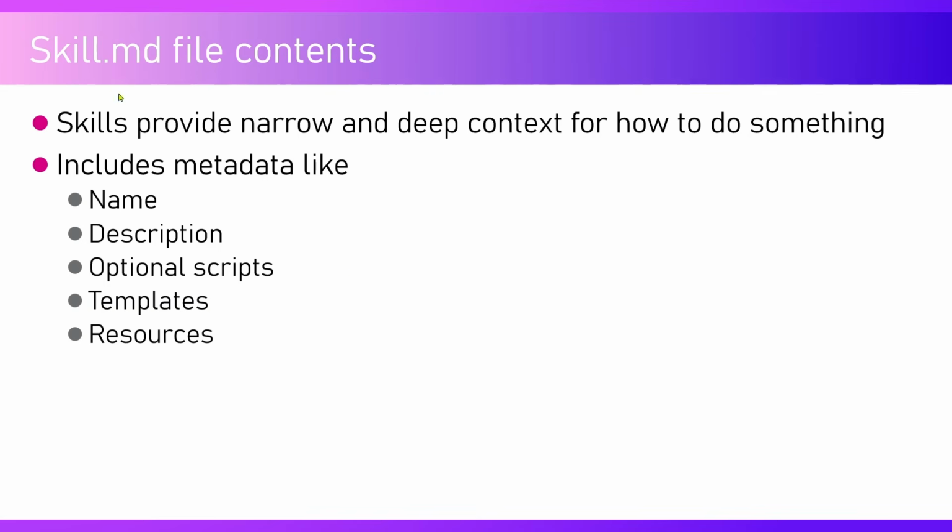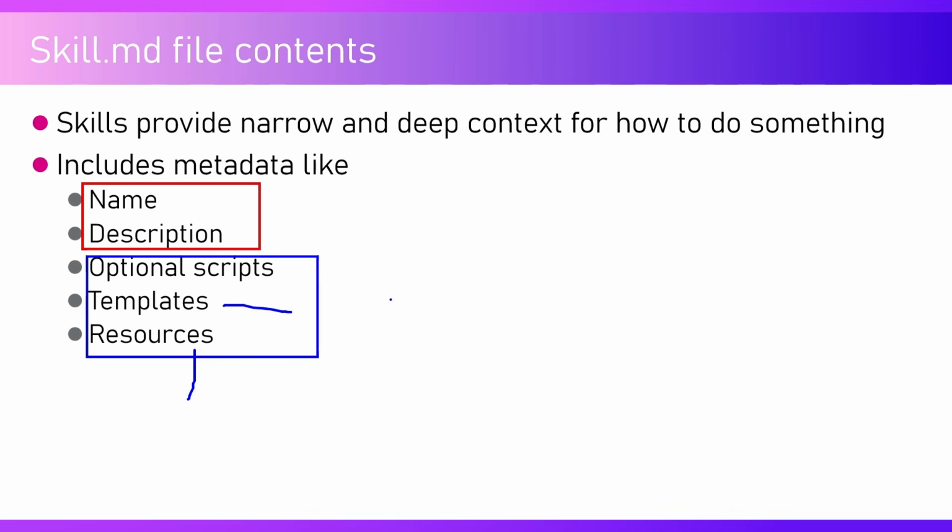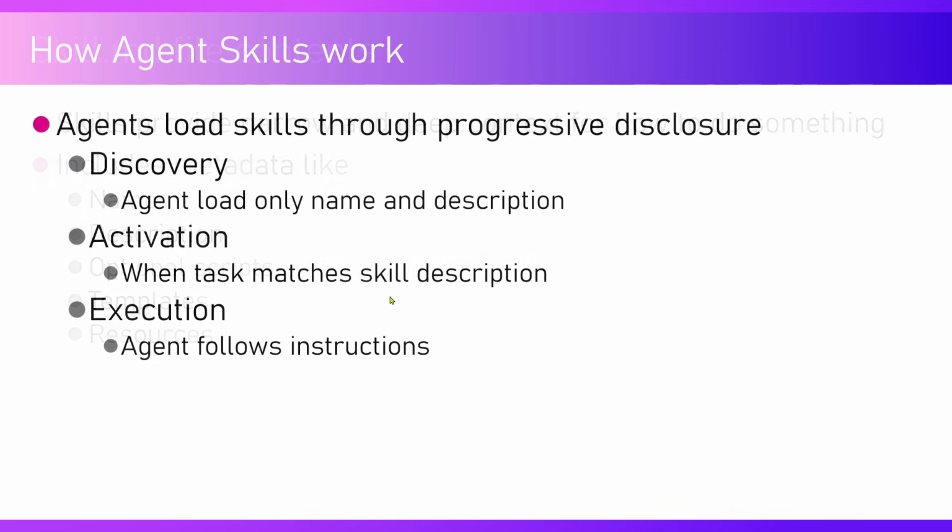The skill.md file, what does it contain? The skill provides narrow and deep context on how to do something. It includes metadata like name and description, which is mandatory. There are other optional things which you can use, like an optional script, which can be a Python script, pointed to a resource, pointed to a template. All those things can be added in the skill.md file.